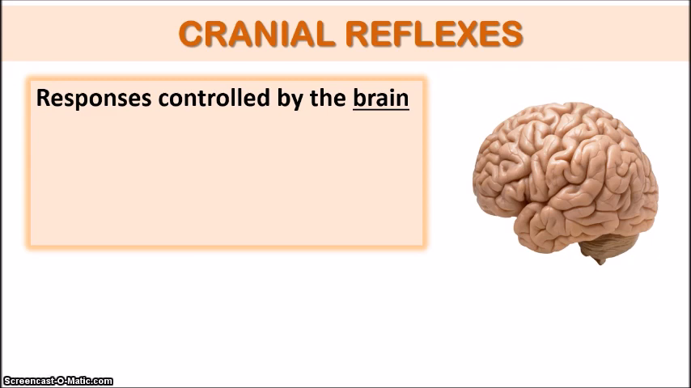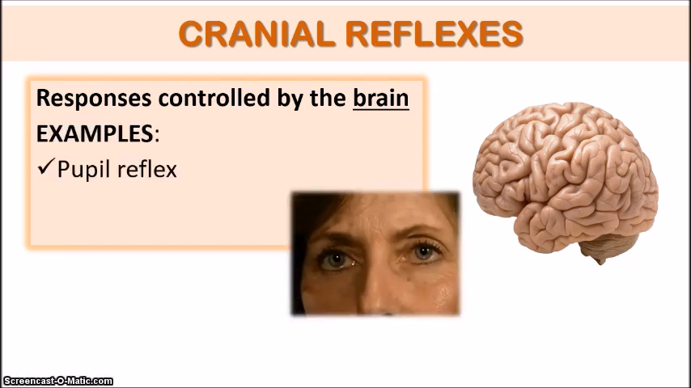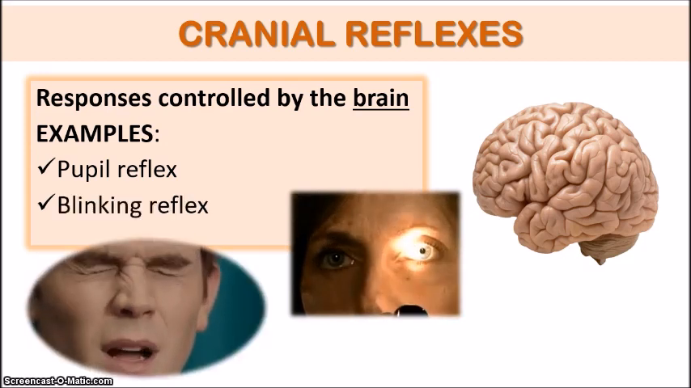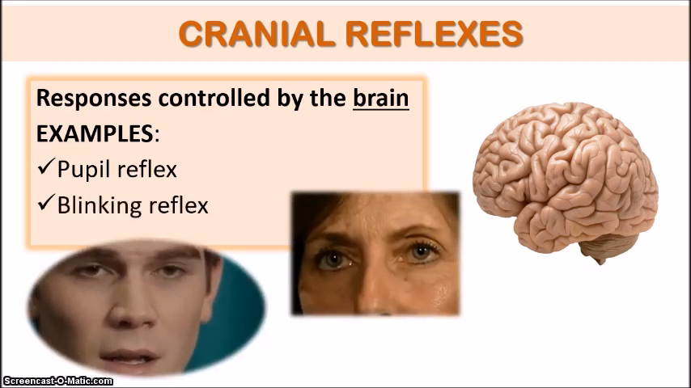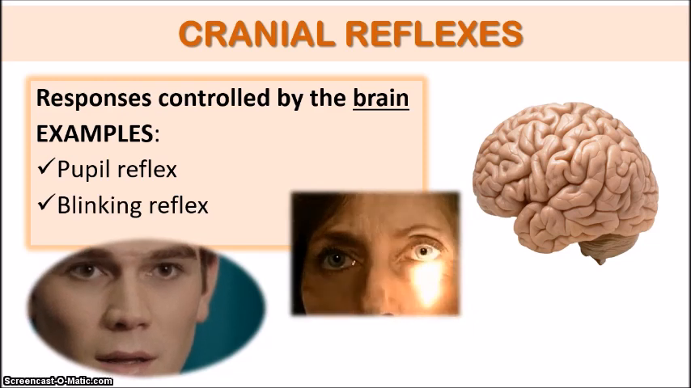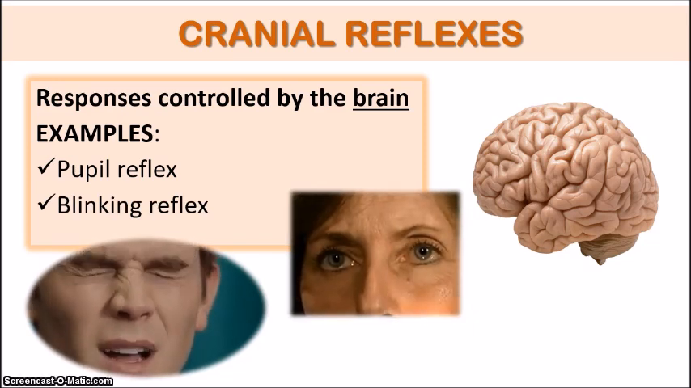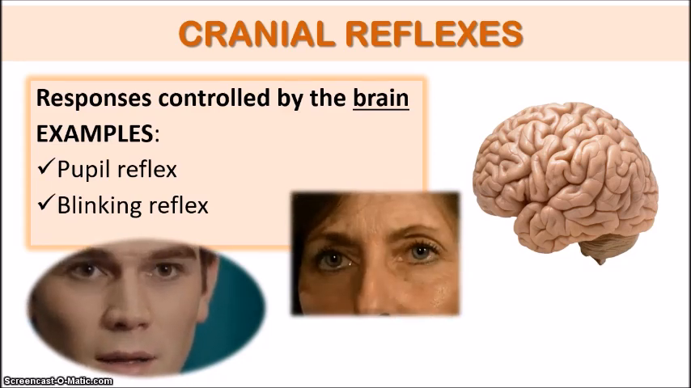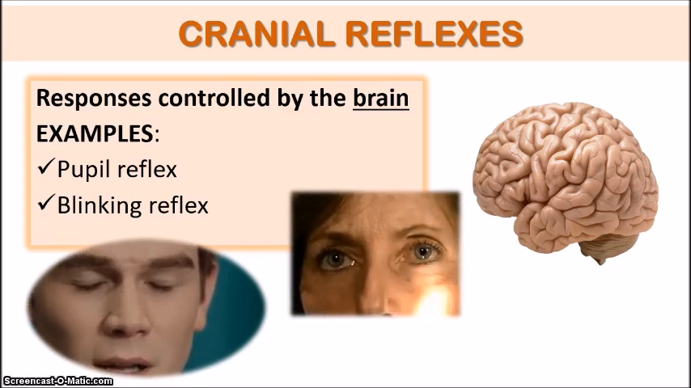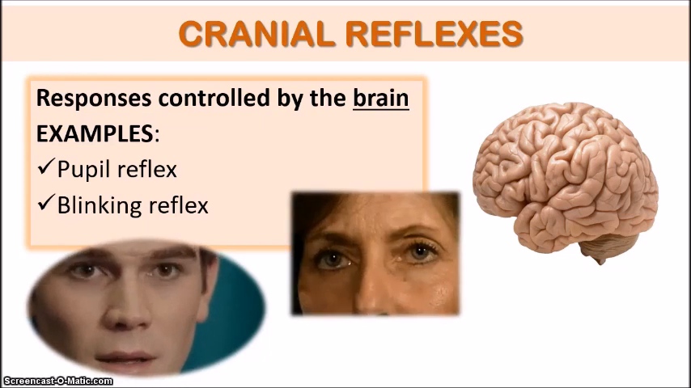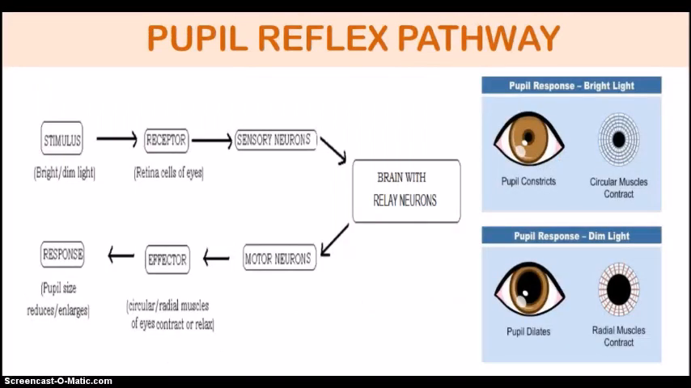Now common examples would include the pupil reflex, in which your pupils adjust in size depending on the light intensity. And another response would be the blinking reflex. That involves the reaction that you would have when something is coming at your eye quickly or something gets into your eye. So these are two common cranial reflexes, obviously both involving the eye, but the one I'm going to look at is the pupil reflex pathway.